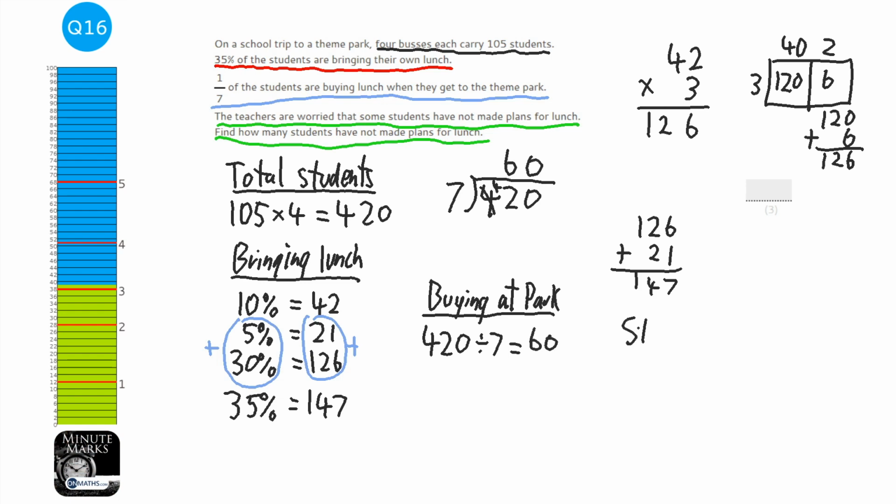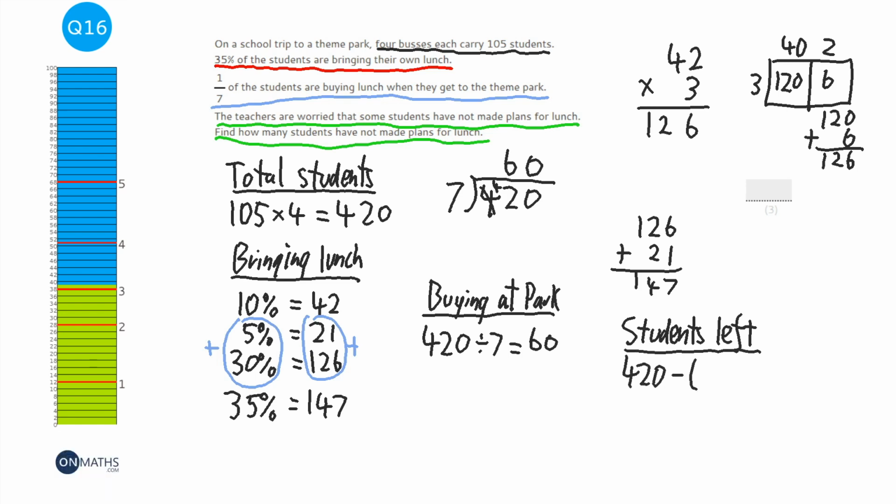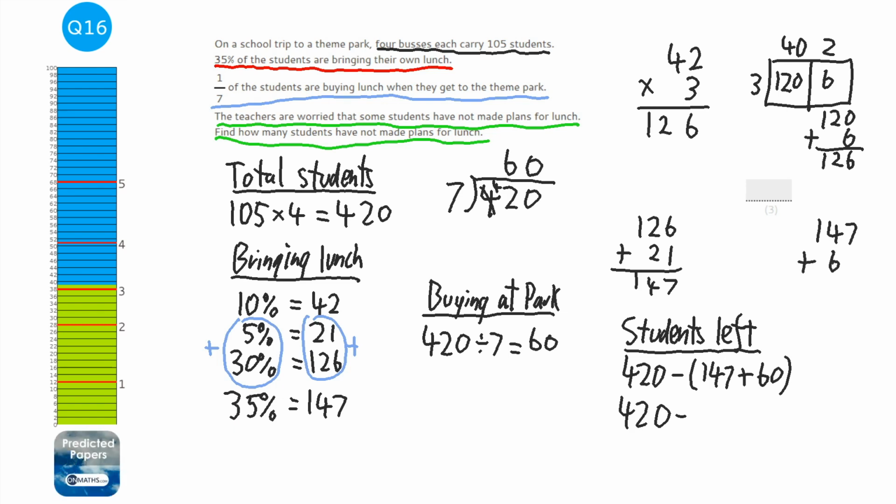So students left. So we're going to do the amount of students, which is 420, take away the people who are bringing lunch, plus the people who are buying it in the park. So we need to work out what that is. So it's 147 plus 60. So 7 plus 0 is 7. That's going to be 10. And so that's going to be 207.